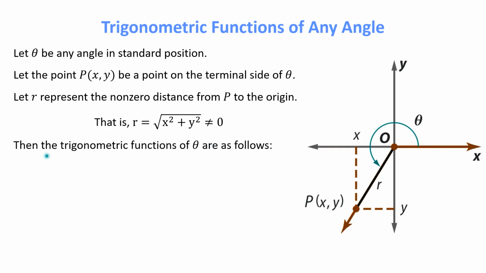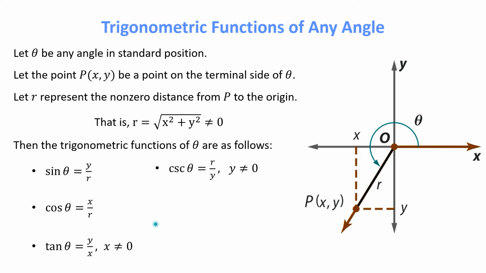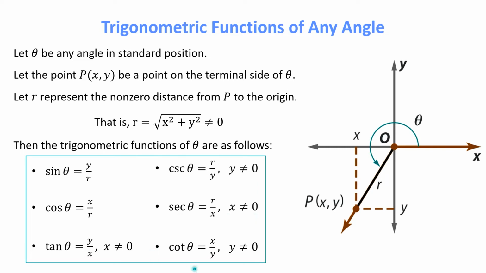Then, the trigonometric functions of theta are as follows. Sine theta is given by y divided by r. Cos theta is given by x divided by r. Tan theta is given by y divided by x, where x is non-zero. And from these we can find cosec theta, which equals r divided by y with y non-zero. Sec theta, which equals r divided by x with x not equal to 0. And lastly, cot theta, which equals x divided by y with y non-zero.